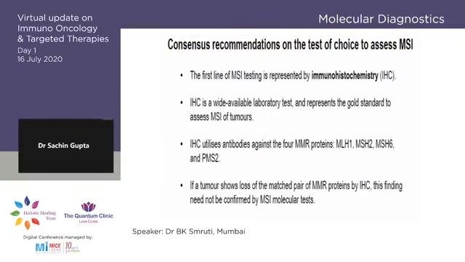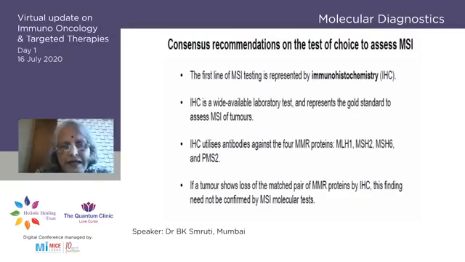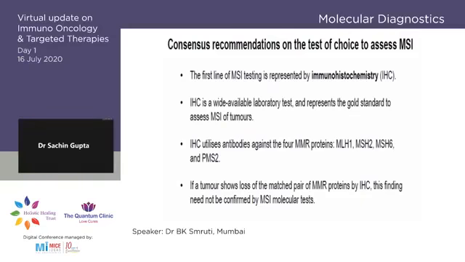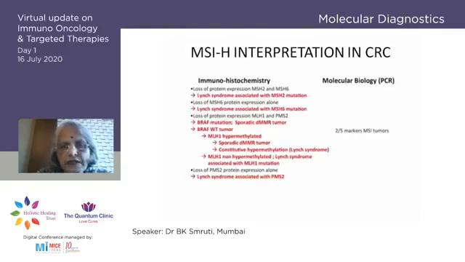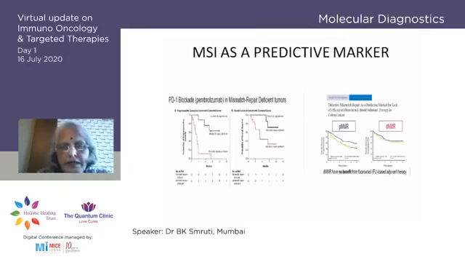Ma'am, please wind up. Yeah, this is the last slide. Next slide. So this is the determination which we are aware of: immunohistochemistry and molecular biology. Next slide. And this is the interpretation in the colorectal cancer of the Lynch syndrome. If the BRAF is mutated, and if it is the BRAF wild type, then you know that it may be sporadic. Next slide. And then the predictive marker as far as immunotherapy and 5-FU is concerned.